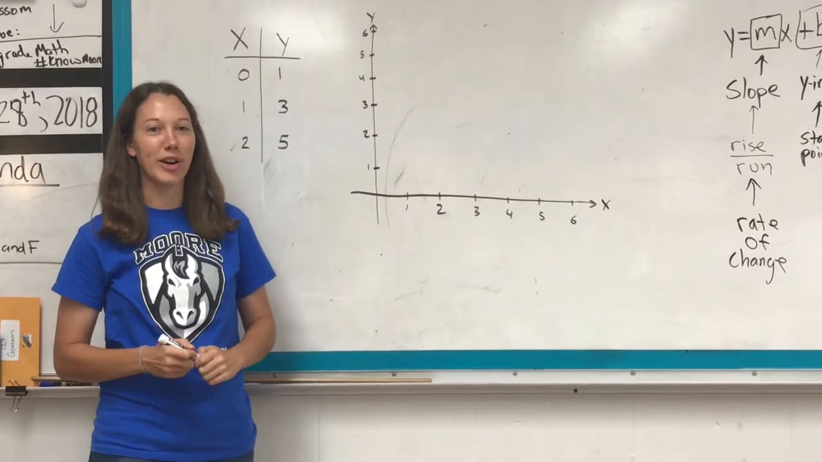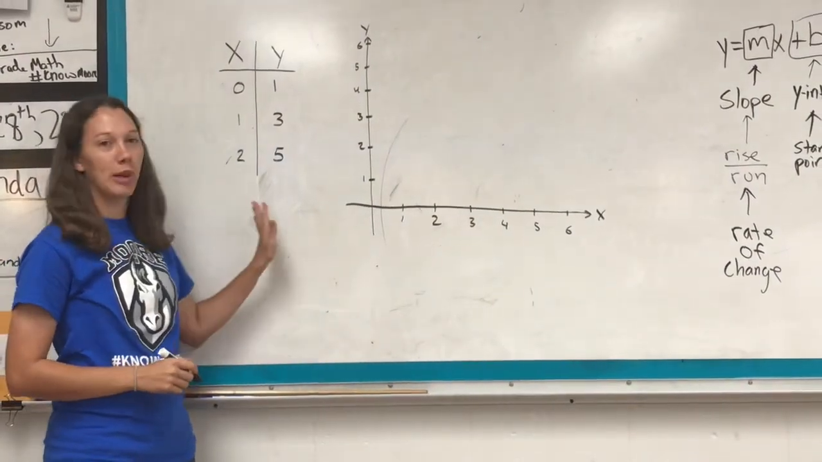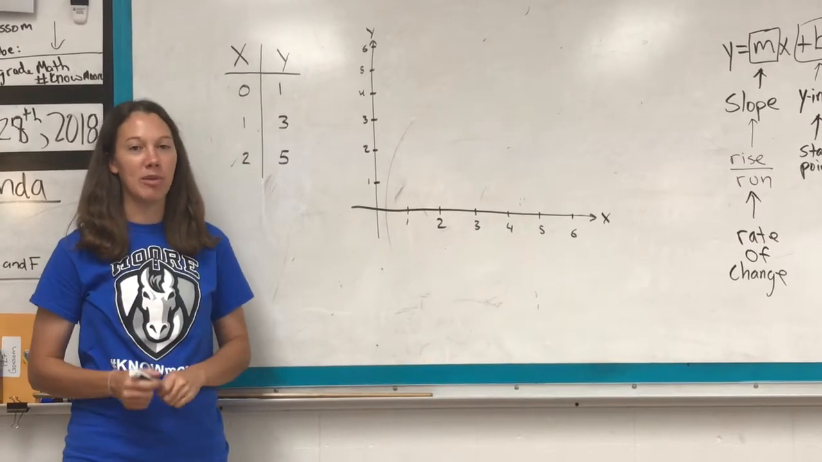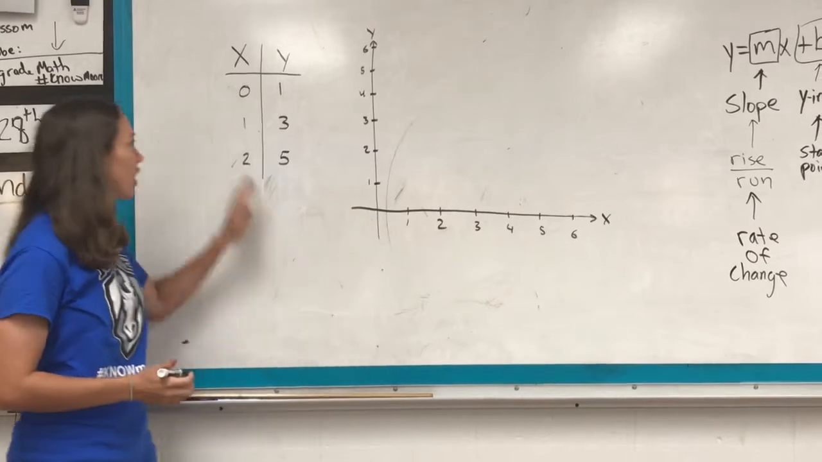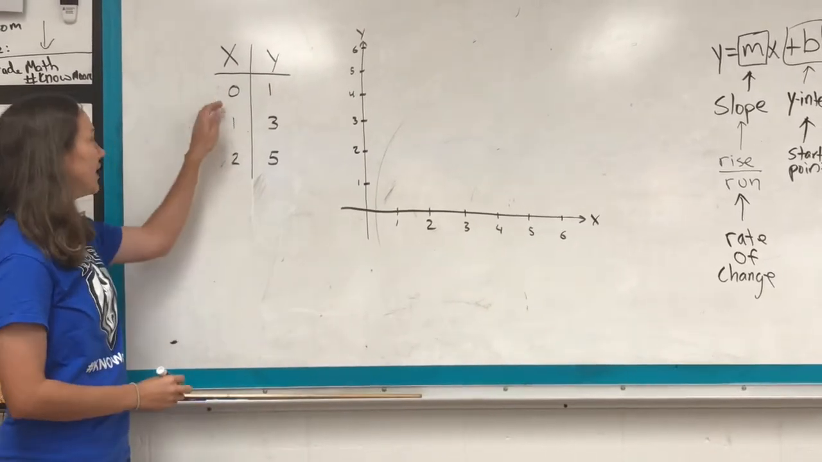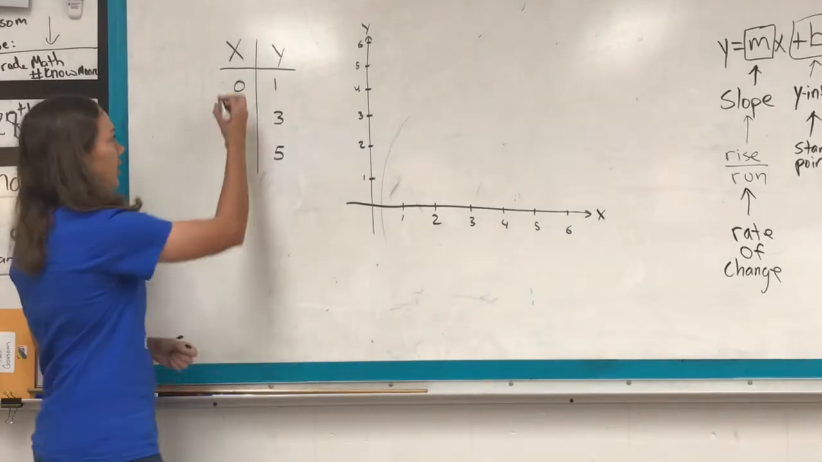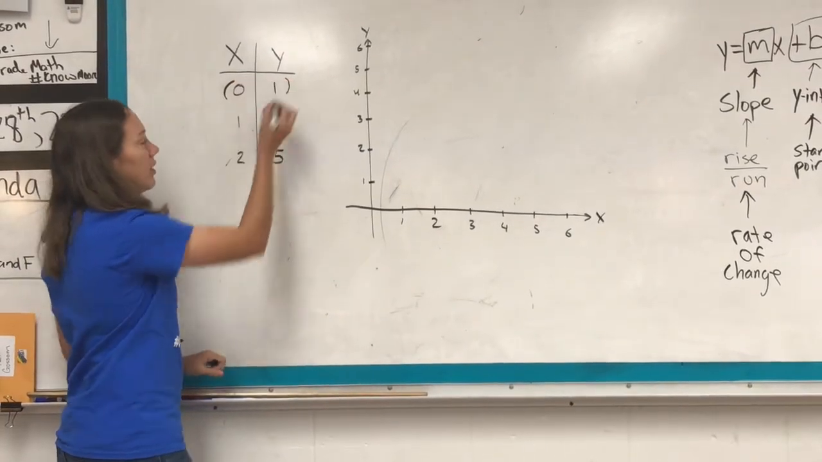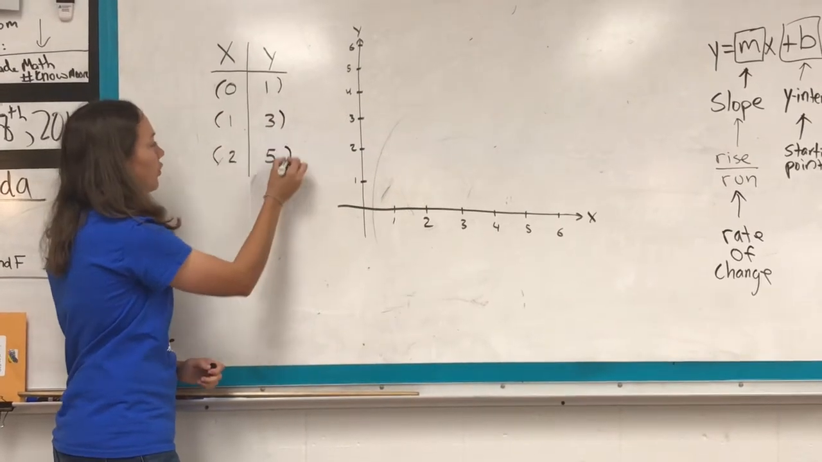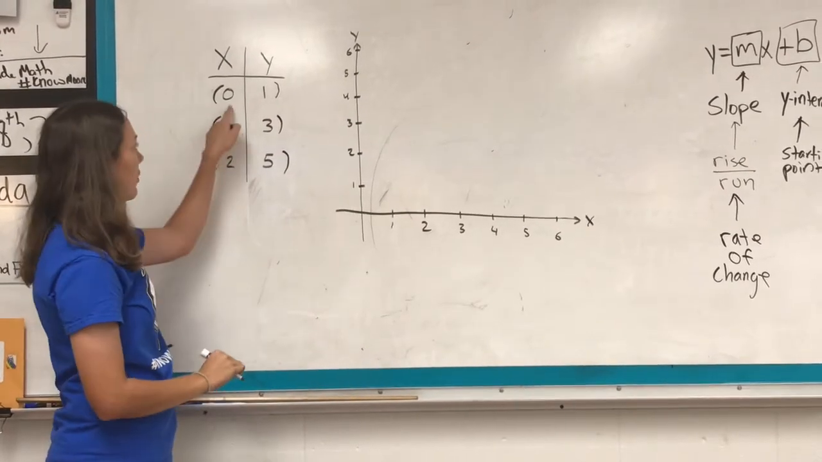Hey guys, it's Miss Garner. We are going to go over now how to plot points for a linear equation and a couple vocabulary words that go along with it. So I'm going to start with my table over here. It gives me x and y values. I can think of each row as a coordinate point. So the first row, 0, 1 is a coordinate point, 1, 3 is a coordinate point, and 2, 5 is a coordinate point. So I'm going to plot each of these points.